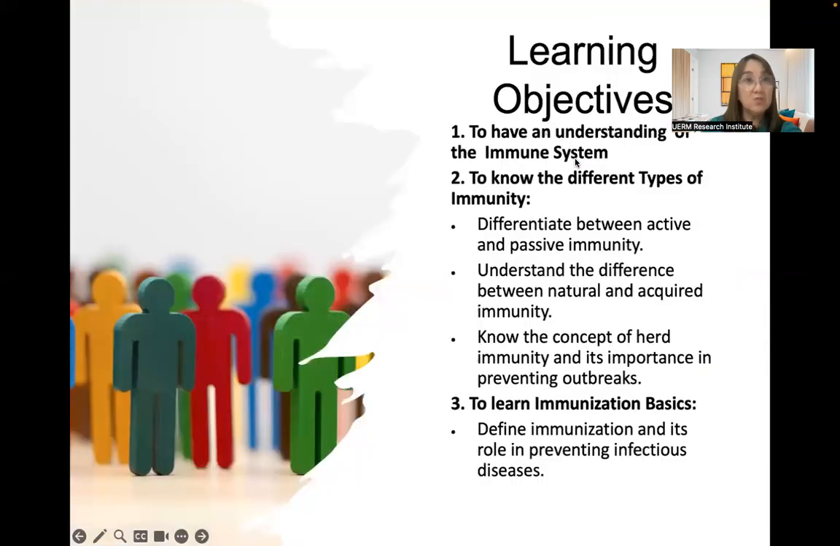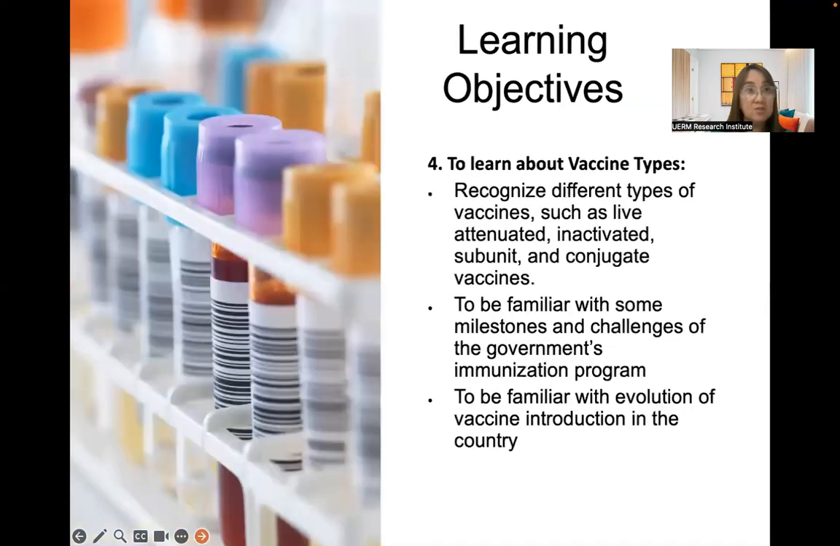These are the learning objectives. One, to have an understanding of the immune system, to know the different types of immunity, differentiate between active and passive immunity, understand the difference between natural and acquired immunity, know the concept of herd immunity and its importance in preventing outbreaks, to learn immunization basics, define immunization and its role in preventing infectious diseases.